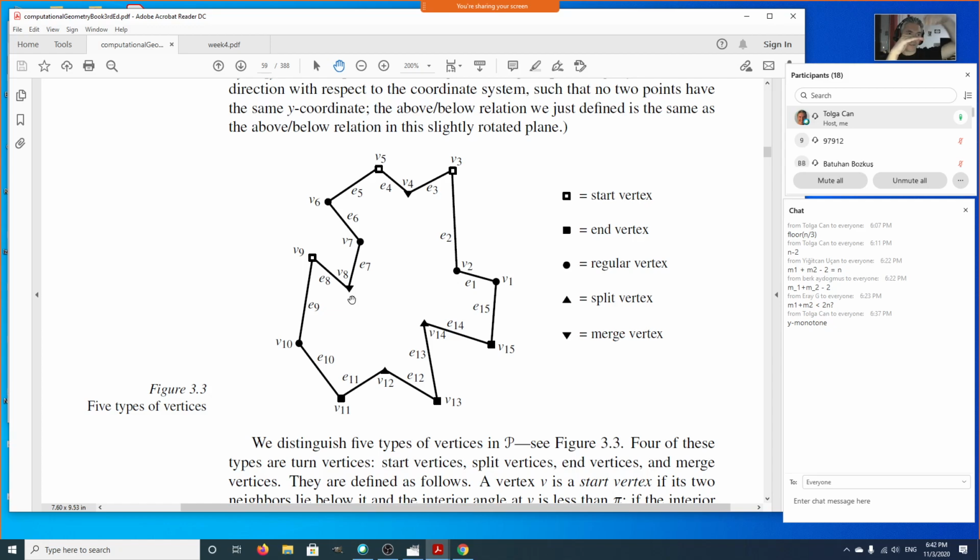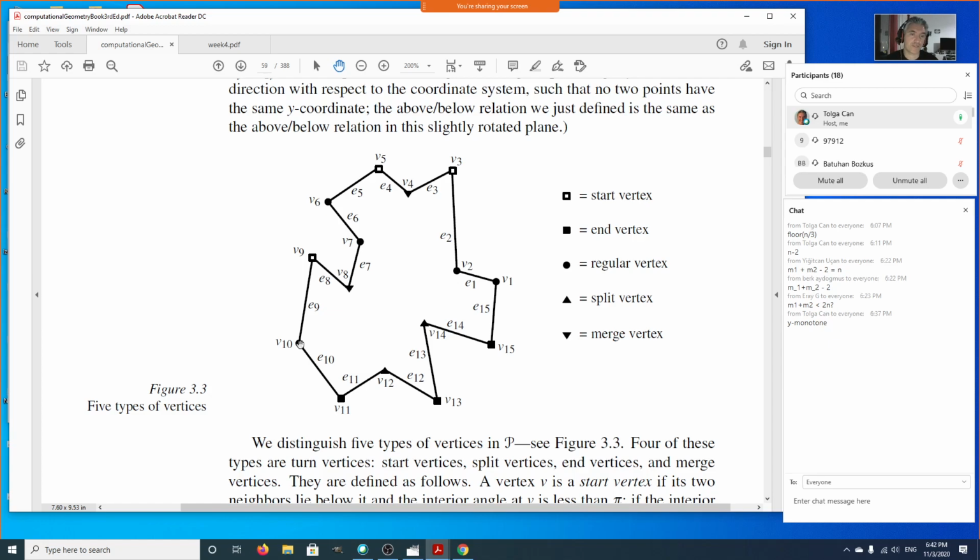So when the polygon is going through you towards the edges, the y-coordinate is either decreasing or increasing. In this case, if you're walking this way, V2 is also a regular vertex here. V7 is regular, V6 is regular, V10 is regular. The two adjacent vertices are on two different sides. One of them is above, the other is below. Such vertices are called regular vertices.